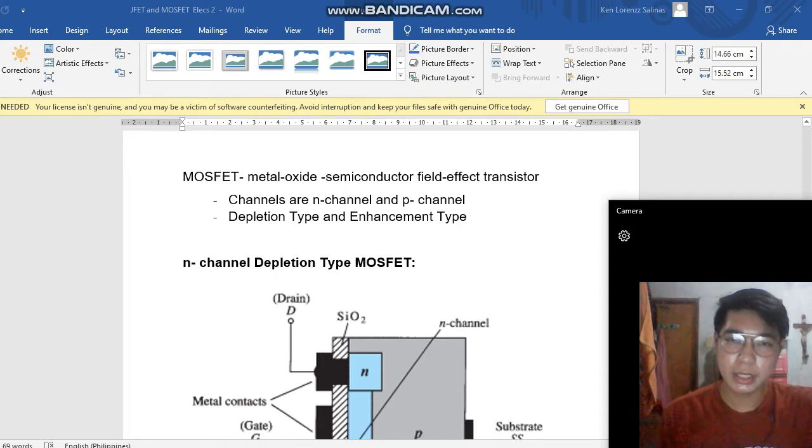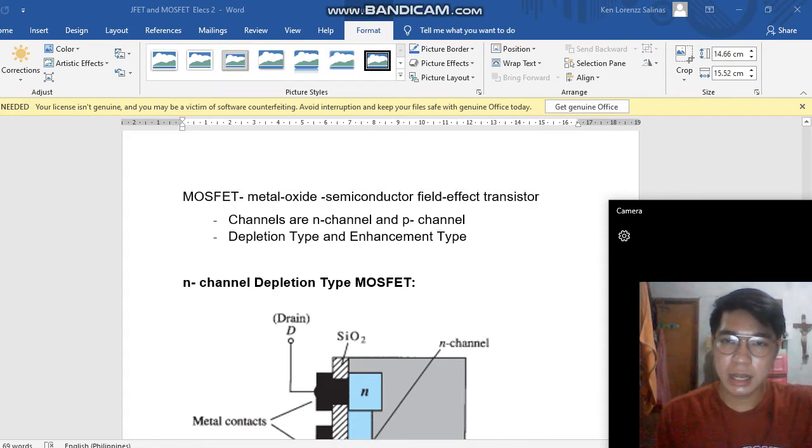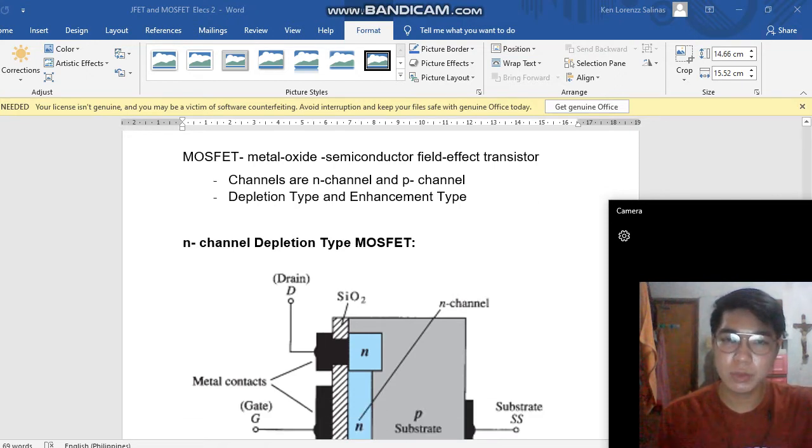For the N channel, it is a P-type semiconductor doped with two N-type semiconductors, while for the P channel, it is an N-type semiconductor doped with two P-type semiconductors. And this MOSFET has two types, which are the depletion type and enhancement type. First, we will discuss the depletion type of MOSFET.